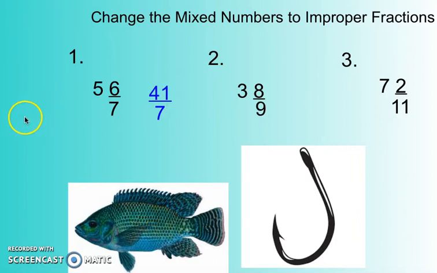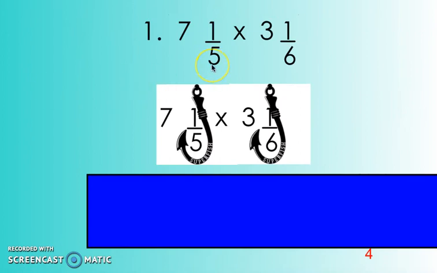Now, let's take that knowledge and let's start multiplying some fractions and mixed numbers together. So here are some mixed numbers. And first of all, we have 7 1/5, and we have 3 1/6, and we're going to multiply them together. So let's do our first step, and that's to change them to improper fractions. So 7 1/5, what would that be? Yep, 7 times 5 is 35, plus 1 is 36. 36 fifths.